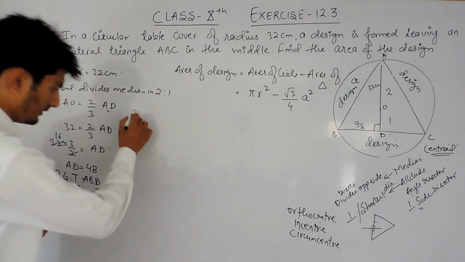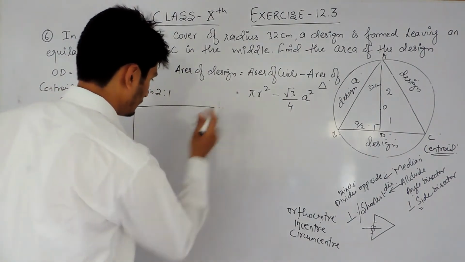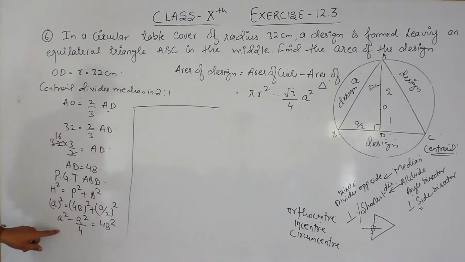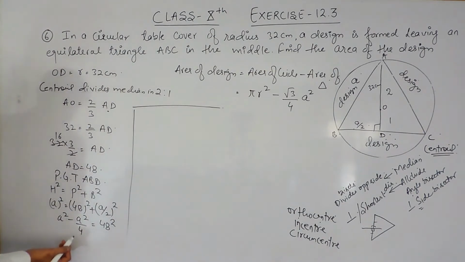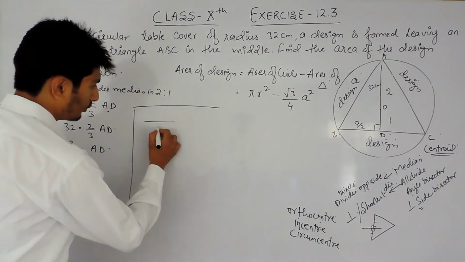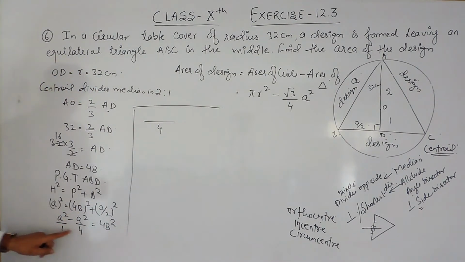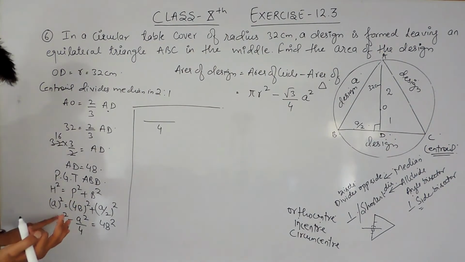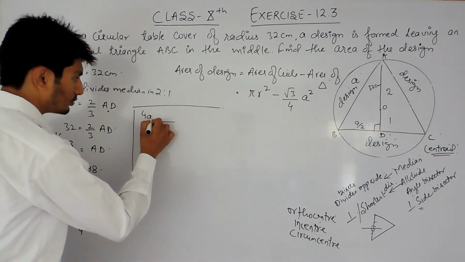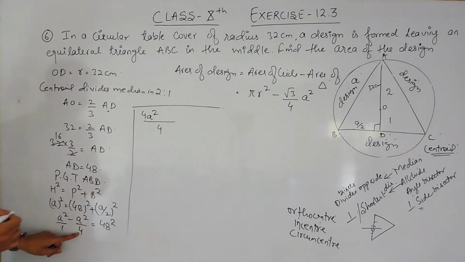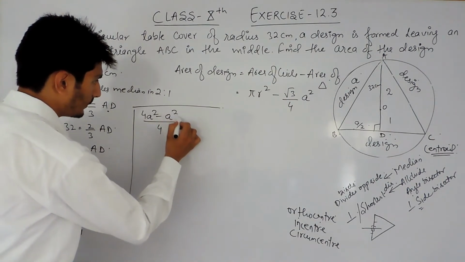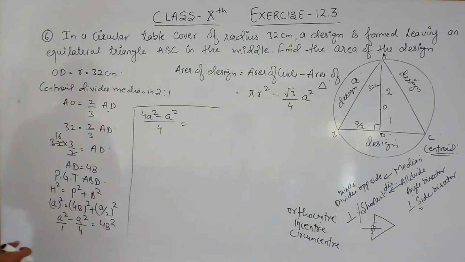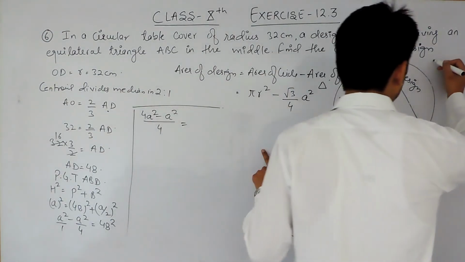Now let's solve this further. Here, this is a square and this is a square upon 4. If I have to solve this further, obviously I have to take the LCM. The LCM of 4 and 1 is 4. 4 divided by 1 goes 4 times, and that is multiplied by a square, so it should be 4a square. 4 divided by 4 goes 1 time, and 1 multiplied by a square is a square, is equal to 48 square. 48 square will be 48 multiplied by 48.